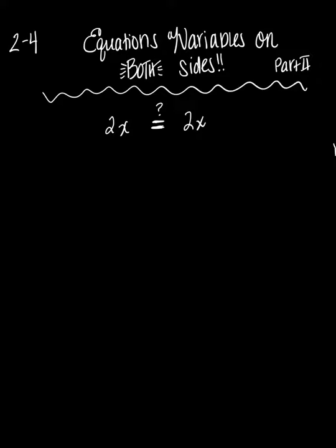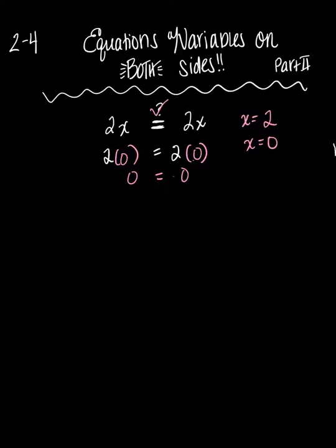If x equals 2, then 2 times 2 should equal 2 times 2. Yes, 4 equals 4. What if I plug in x equals 0? Well, 0 equals 0 because 2 times 0 is 0 on both sides of the equation. So there are many values for which 2x equals 2x could be true.